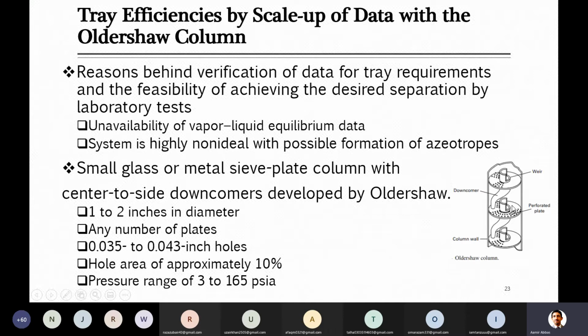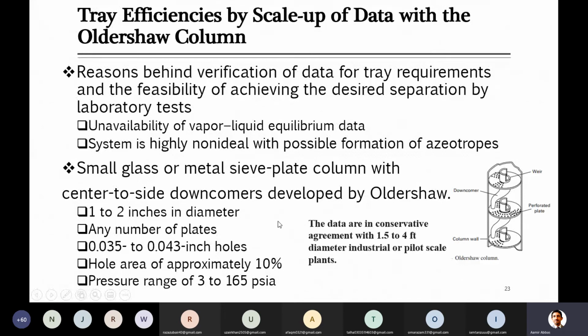I think maybe you have seen in the separation lab, there are some columns quite close to this in our main department. Hopefully we will perform those experiments related to distillation. That's quite a similar type of column, a glass column containing trays, and those trays are perforated or sieve trays, and they are quite close to this in the specifications.